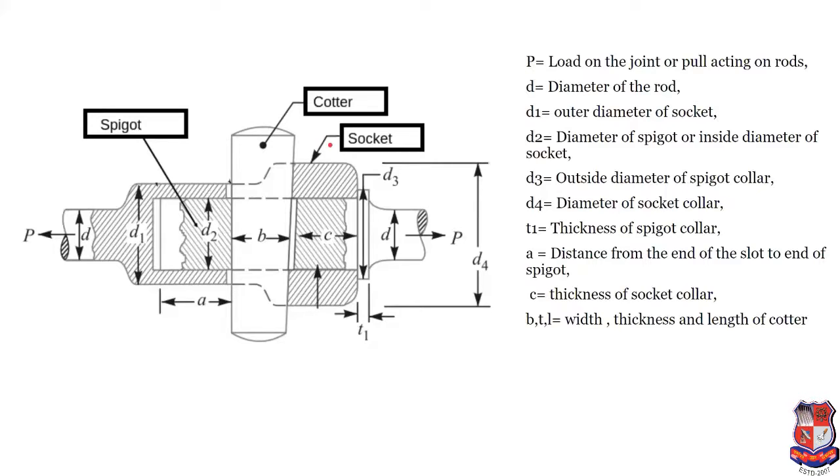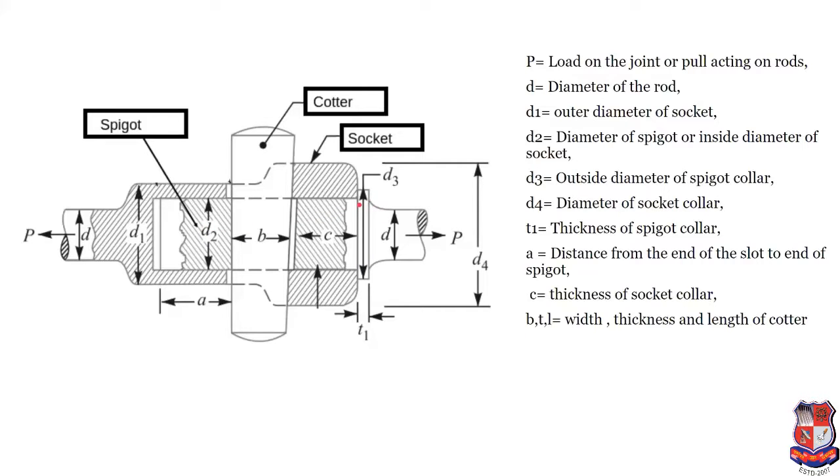If we go for the dimensions, P is the load acting on the joint. This one is the axial load acting on the Cotter joint. D is the diameter of the rod. D1 is the outer diameter of the socket. D2 is the outer diameter of the pivot, or you can say the inside diameter of the socket.